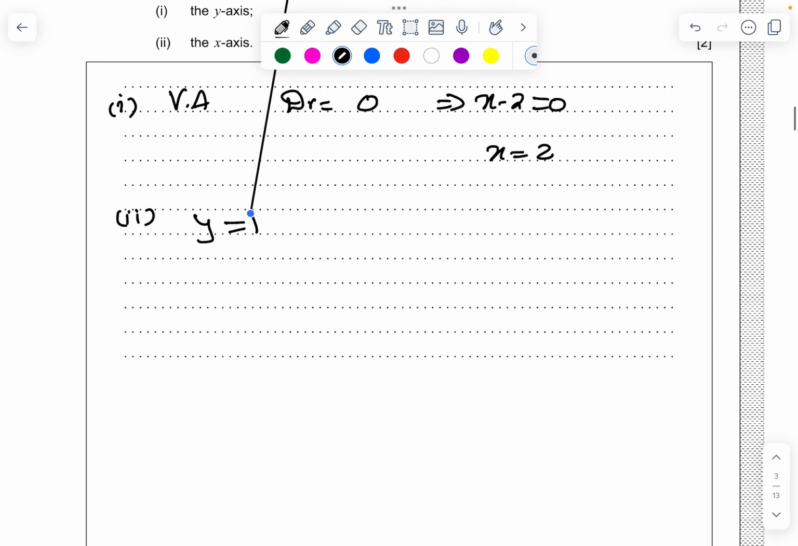So over here, the concept is: if y equals a plus b by cx plus d, then for the vertical asymptote, cx plus d should equal 0. And for the horizontal asymptote, y equals a is going to be the concept.